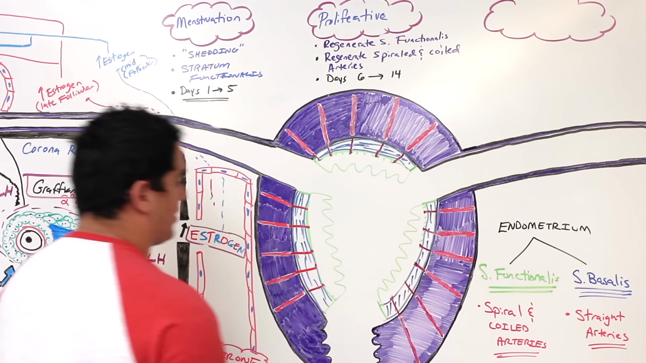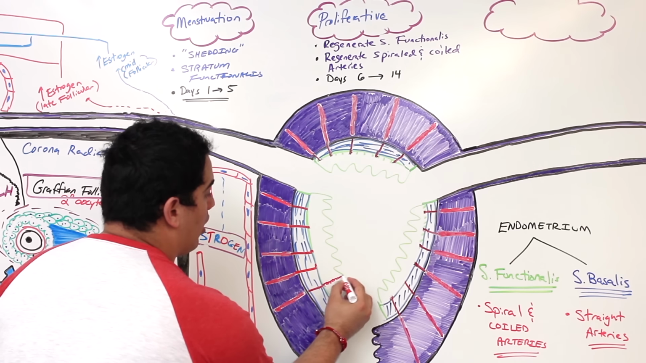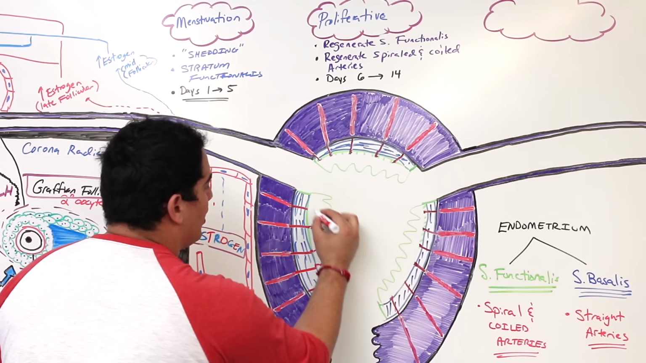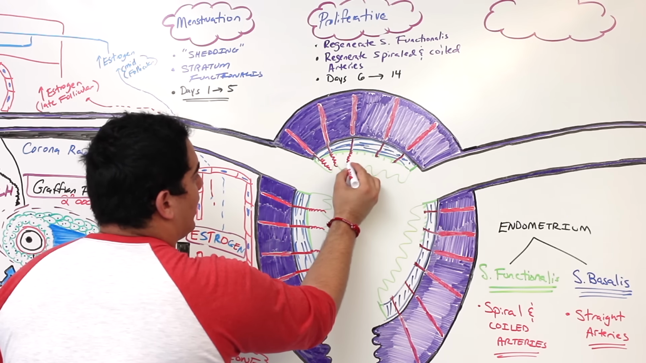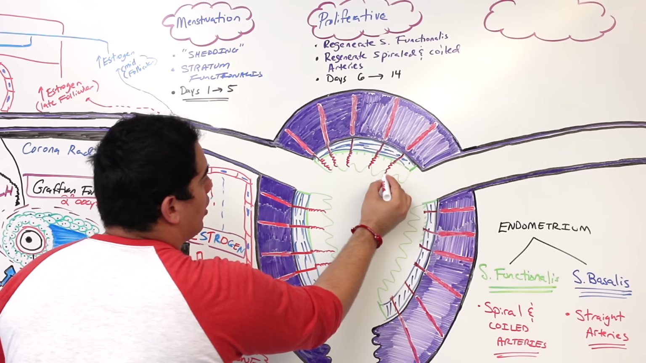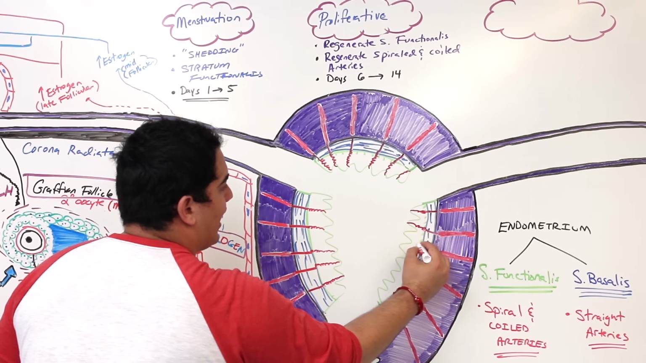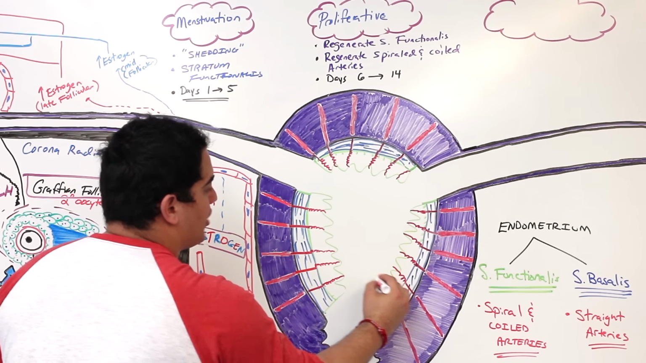What else did I say it was going to do? It was going to regenerate those spirally and coily arteries. What is that called whenever you actually make new arteries? That's called angiogenesis. It's kind of a long-term autoregulation, but this is where you're making these new spirally and coily arteries. And again, who's doing this? This is actually going to be the job of estrogen.